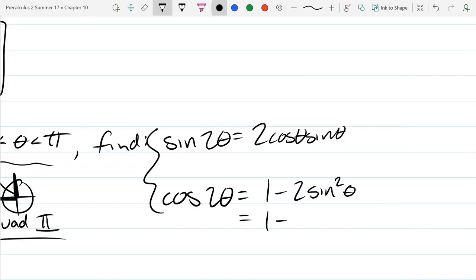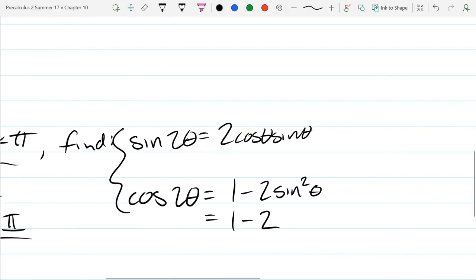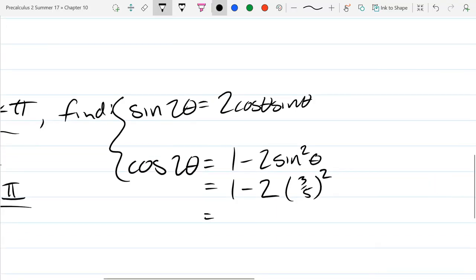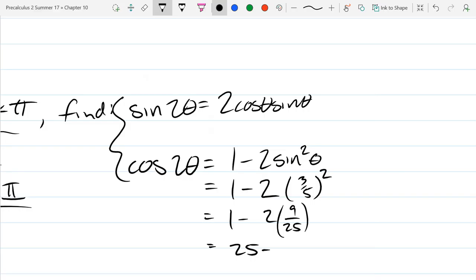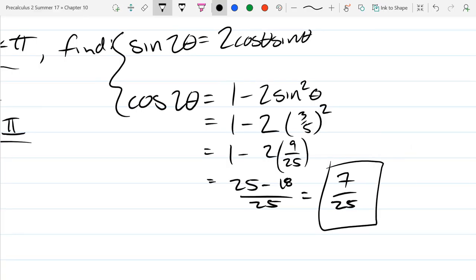So I can go ahead and, since sine is 3/5, I'm just going to use that value, 3/5. Make sure you're plugging it into sine, so you have to make sure you square it. And we'll simplify this. 3 squared is 9, 5 squared is 25, times 2. Common denominator. 2 times 9 is 18, and that is 7/25. All right, that is our cos 2 theta.